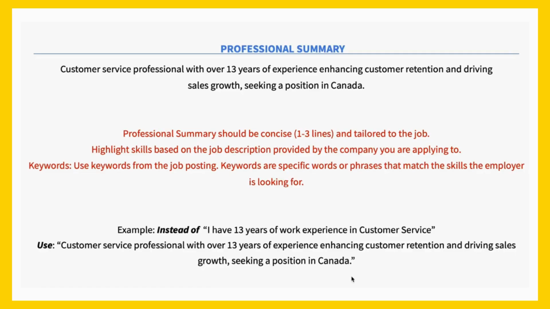The professional summary. Your professional summary should be concise, 1 to 3 lines, and tailored to the job. You should highlight skills based on the job description provided by the company that you are applying to. In terms of keywords, you should always use keywords from the job posting. Keywords are specific words or phrases that match the skills and qualifications that the employer is searching for.